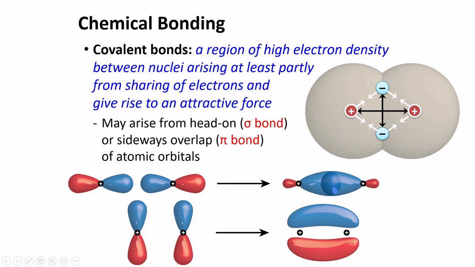Another type of covalent bond is called the pi bond. This is formed by sideways or lateral overlap of orbitals. In this case, I have p orbitals. They will overlap sideways and form this pi bond. Take note that in a pi bond, there are no pi electrons present along the plane perpendicular to the bond.